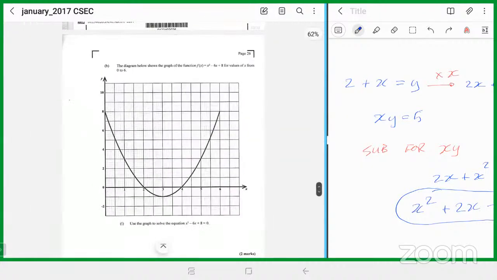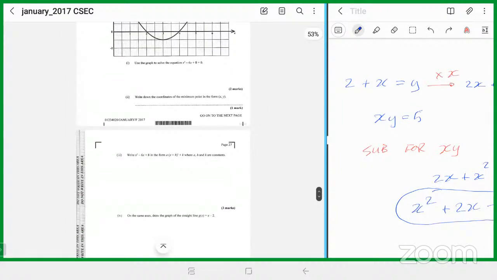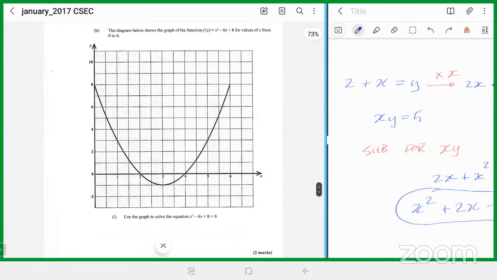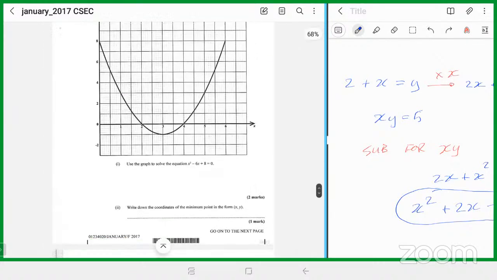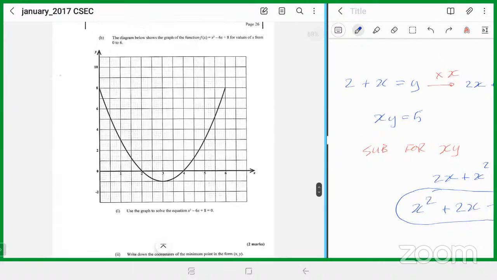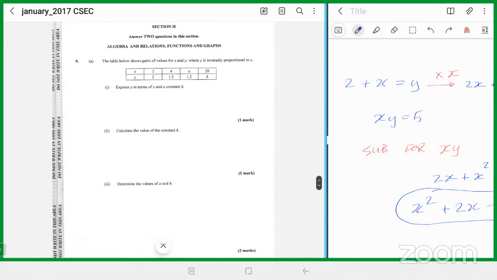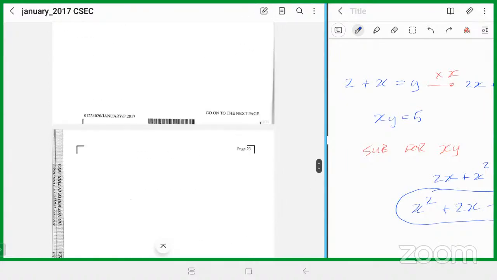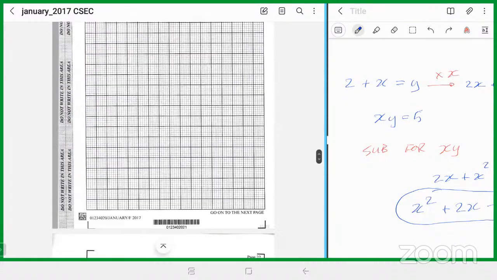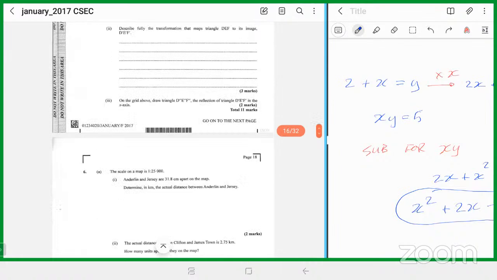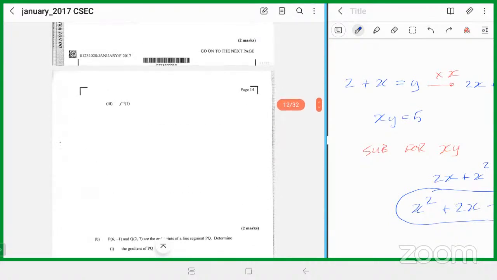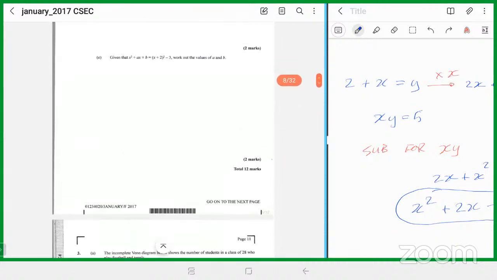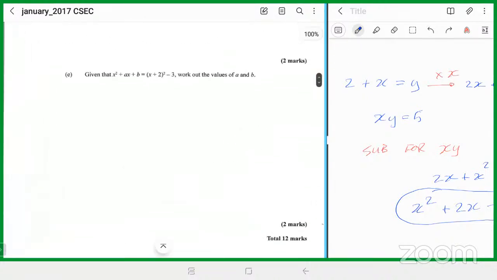Let me see if I can find it. It's supposed to be here somewhere. There's another quadratics question, with the curve, where you have to get the minimum point and stuff. That's not what I want. Did I write down the right number for it? Here it is, right here.